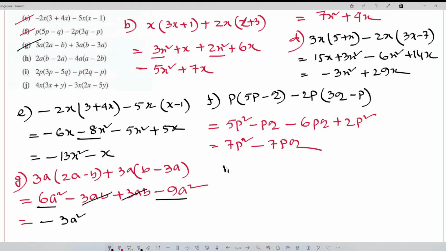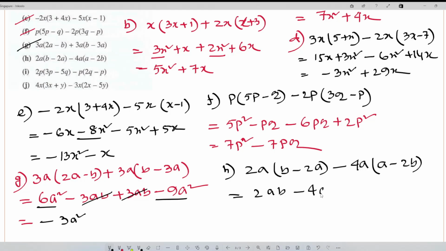Number H: 2a times (b - 2a) minus 4a times (a - 2b). So 2ab - 4a² - 4a² + 8ab. So minus and minus, it means -4a² and -4a² make -8a², and plus 10ab, right?